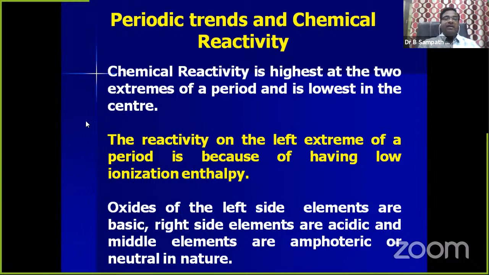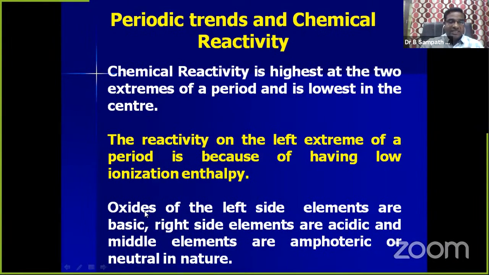Here D block elements are having low reactivity. The reactivity on the left extreme of a period is because of having low ionization enthalpy. So actually, the left side elements have low IP values. If we go along the period, from left to right, the IP values decrease. Therefore, the left side elements have more reactivity, meaning we can easily remove the electron, so they easily participate in chemical bonding.